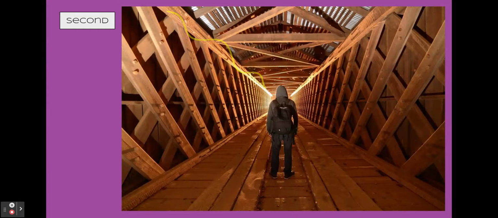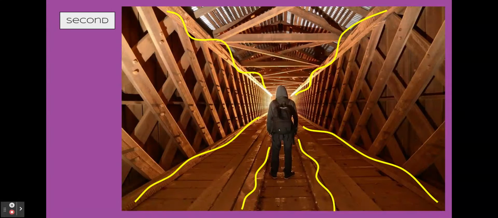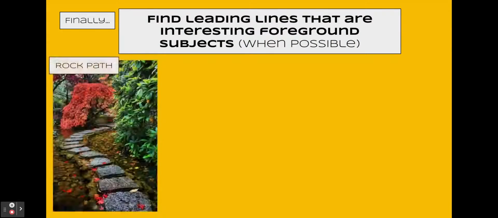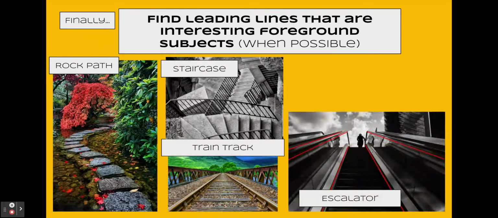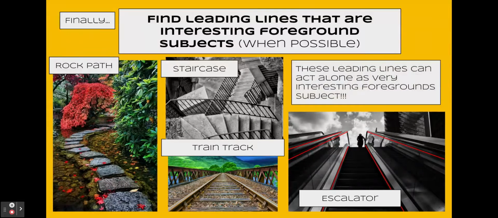Next, don't be afraid to incorporate multiple leading lines, all guiding the viewer toward your main subject. Your composition will actually be insanely strong if you use multiple leading lines, when possible, of course. And finally, whenever possible, try to find leading lines that can act alone as an interesting foreground subject, such as the beautifully detailed rock path, the staircase, the train track, and this escalator view. Really, these leading lines can act alone as very interesting foreground subjects.